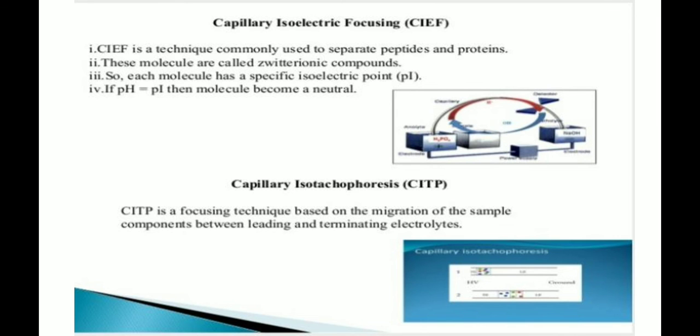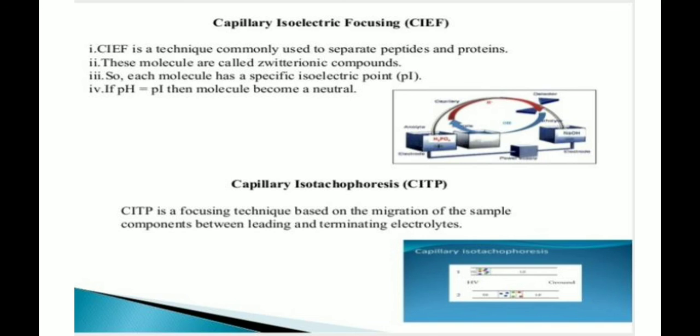And the third one, that is capillary isoelectric focusing. I have told you about isoelectric focusing, right? This technique is generally used to separate peptides and proteins. These molecules are called zwitterionic compounds. We have seen in the proteins chapter that amino acids have a zwitterionic form, right? So these molecules are called zwitterionic compounds, and the separation of peptides and proteins is done.